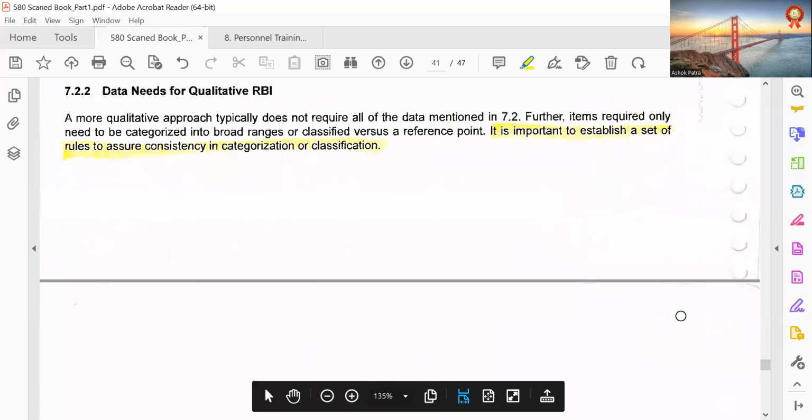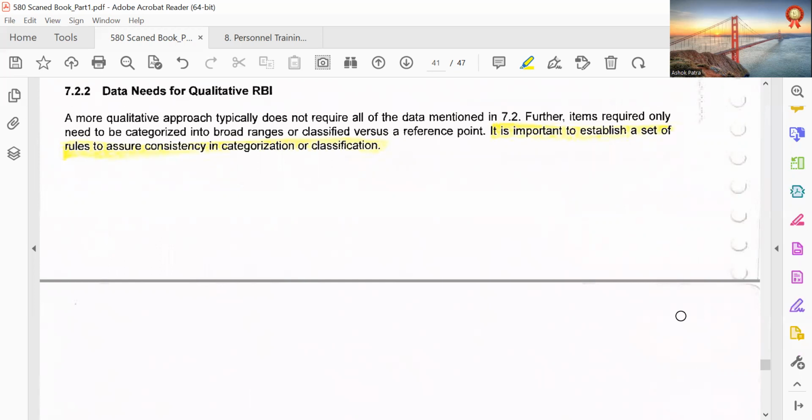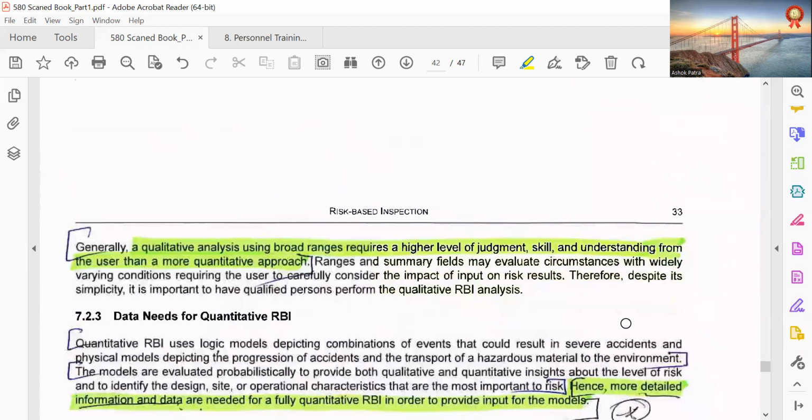Data needs for qualitative RBI. It is important to establish a set of rules to assure consistency in categorization of classification. Generally, the qualitative analysis using broad ranges requires a higher level of judgment, skill, and understanding from the user than a more quantitative approach.